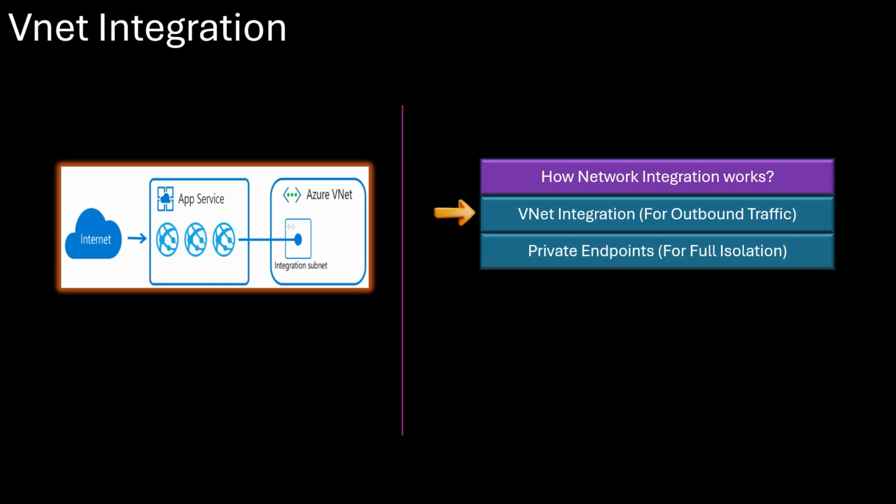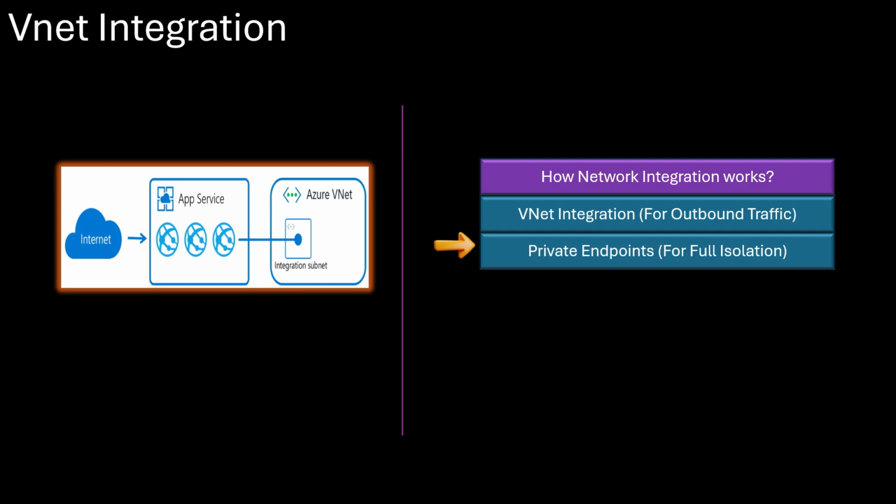With VNet integration, your app can make outbound calls to resources in the virtual network, including virtual machines, private databases, and on-premises systems connected via ExpressRoute or VPN. This feature supports TCP and UDP traffic and requires a dedicated subnet. If your app is in an App Service Environment, it's already deployed within your virtual network and doesn't require additional configuration. However, if your app is using the Basic, Standard, or Premium App Service plans, you will need to manually enable VNet integration to securely connect to private resources.